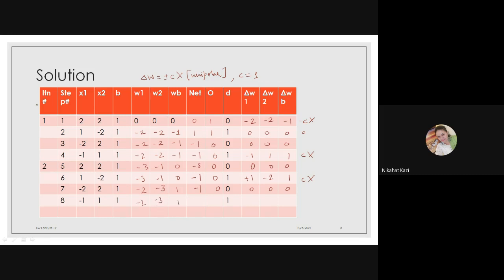Net value for this, 2 minus 3, 0. Output is 1, same, so no change.